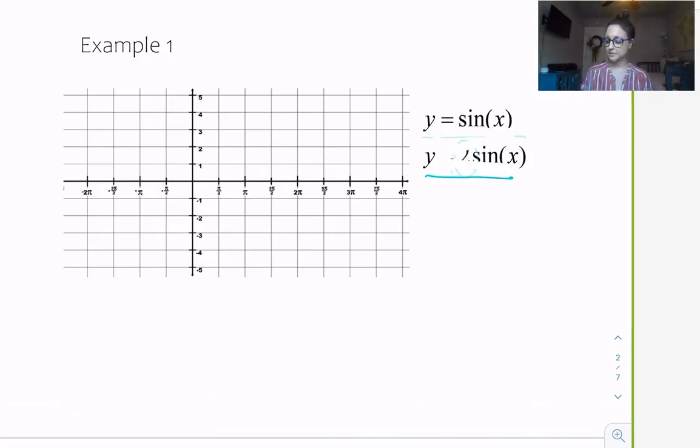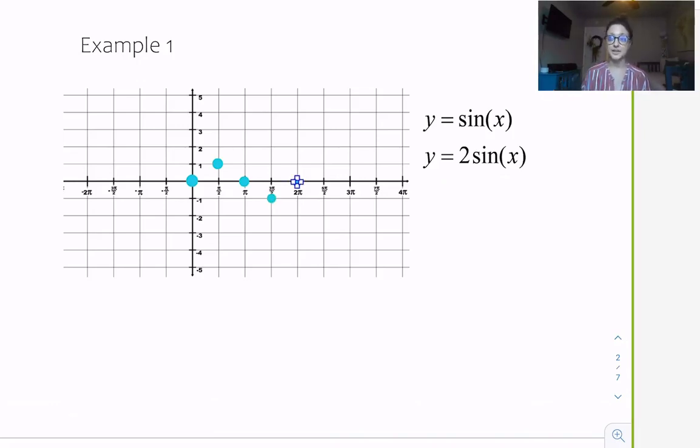Okay, so I would like to first graph what I call the 5 important points for the parent function y equals sine of x. So, sine of 0, what is that? Sine of 0 is 0. So I have the point 0, 0. Sine of pi over 2 is 1. Sine of pi is 0. And sine of 3 pi over 2 is -1. And sine of 2 pi is 0.